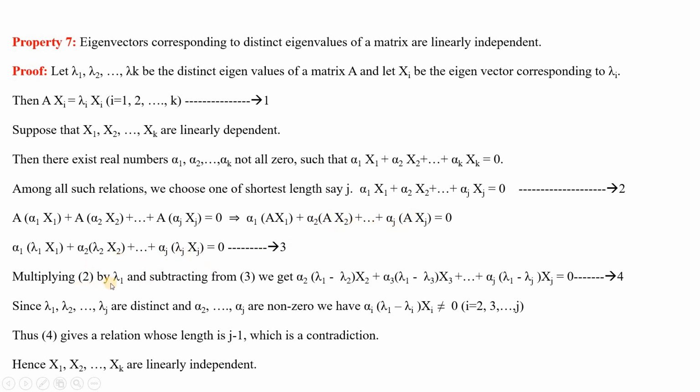So multiplying equation number 2 by lambda 1 and subtracting from 3, we will get like this. Since lambda 1, lambda 2, ..., lambda j are distinct, and alpha 2, alpha 3, ..., alpha j are non-zero, we have alpha i (lambda 1 minus lambda i) xi not equal to 0, which gives a relation of length j minus 1, which is less than j, so we are getting a contradiction. So our assumption is wrong, hence the eigenvectors are linearly independent.